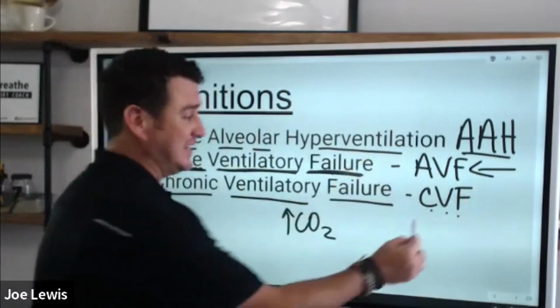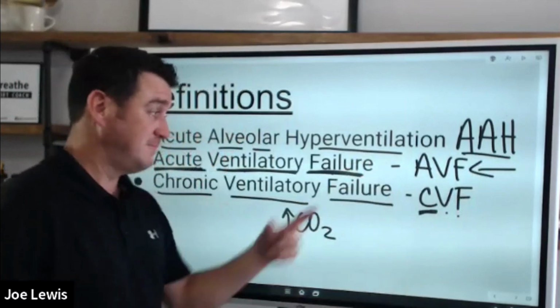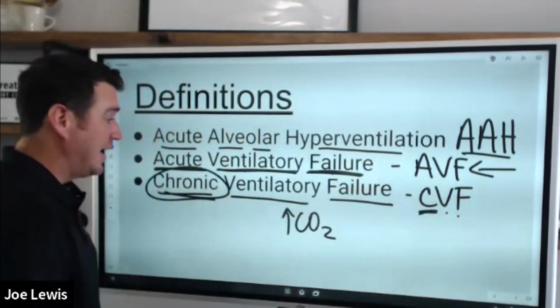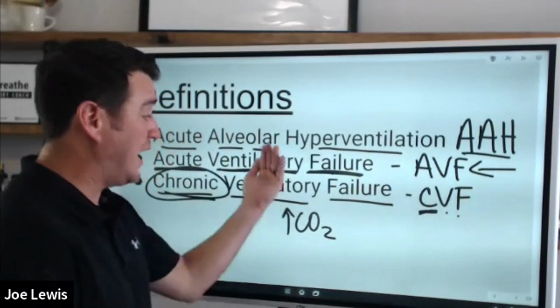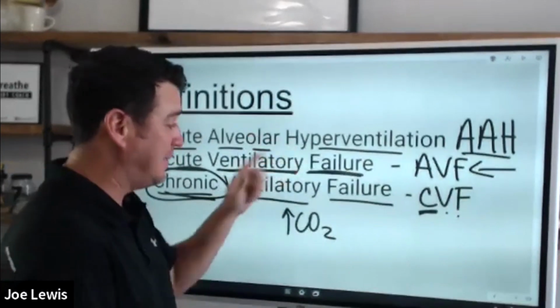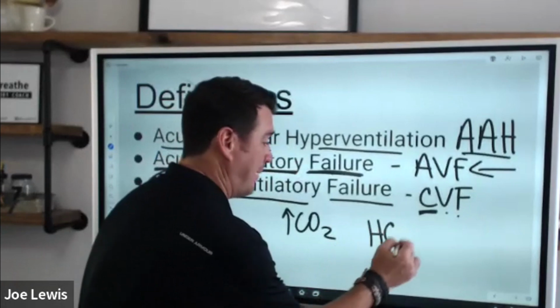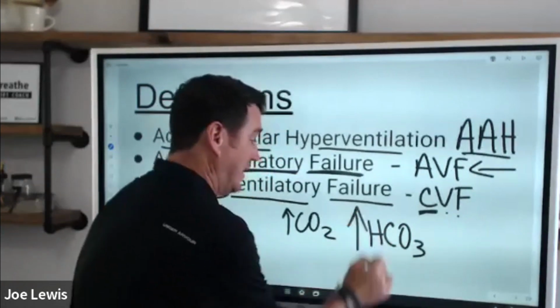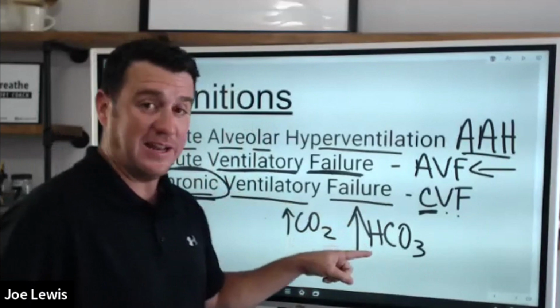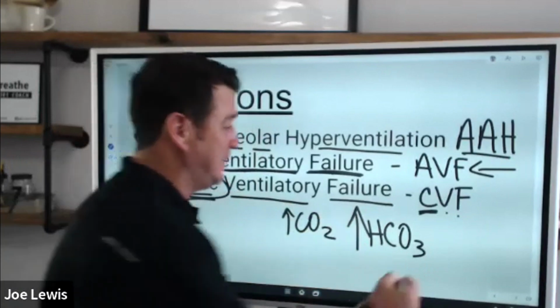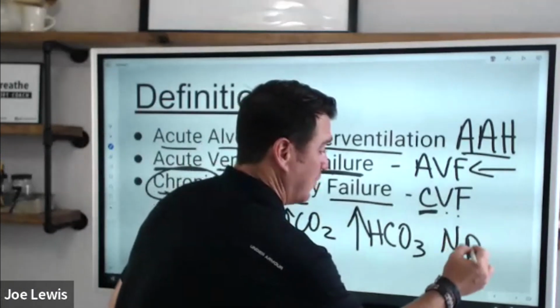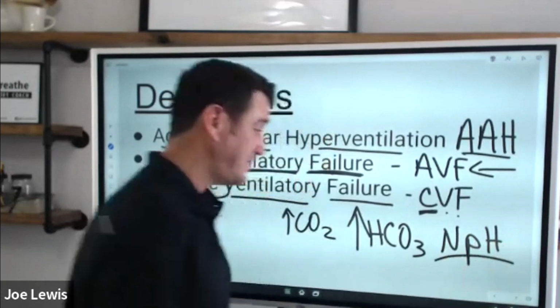But because it is chronic, then we know that the CO2 is rising, it's high, it's elevated. We also know that our bicarb is going to be elevated. And the reason for this is because it results in a normal pH.